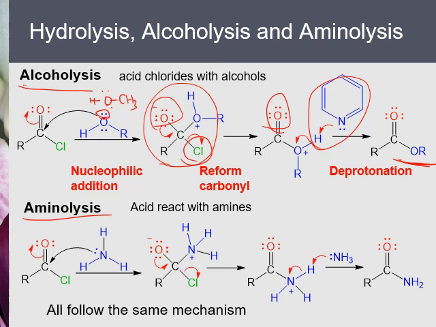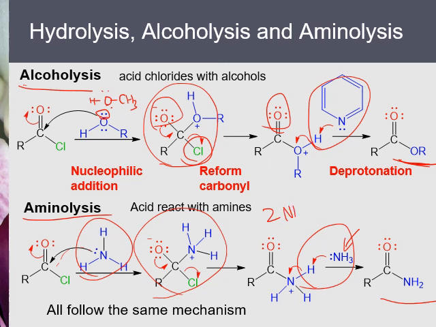Now, if the nucleophile is an amine, it will attack, form an alkoxide, reorganize, expel chlorine, and after deprotonation give you an amide. Okay, here instead of pyridine, we can use twice the amine. So you can use two equivalents of amine. One is a reactant, one is a deprotonation agent. Okay, and that will also give you the amide.